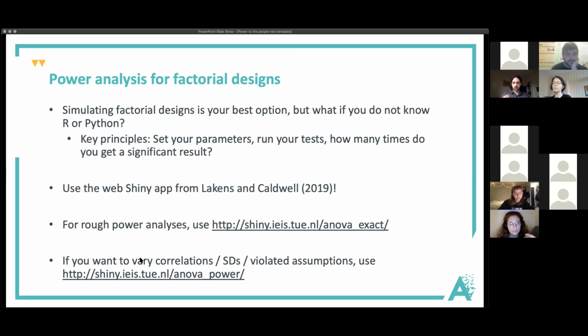But if you want slightly more specific design, for example, if you need to vary correlations depending on the conditions, if you want to set different standard deviations depending on the conditions, or if you want to say some of the assumptions could be violated, there is a second option. It's going to take a lot more time to compute, but it will allow you to do this slightly more accurately. So we're going to use the first one. Let me know if you can't find the link and I can copy and paste it into the comments.